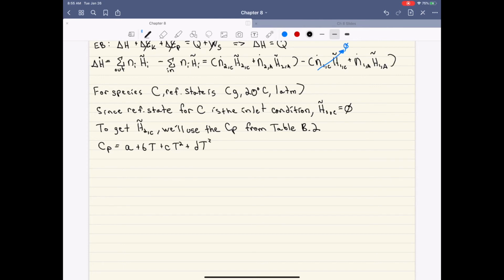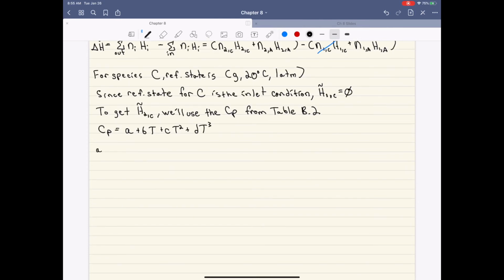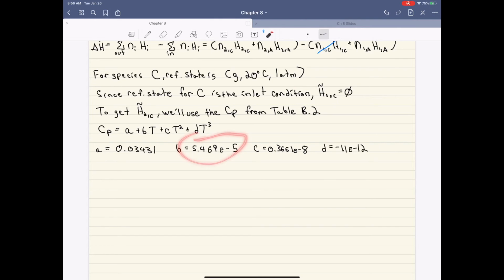T cubed. Where our different constants, A is not going to be 34.31, but rather it's 0.03431, and B is 5.469 e to the negative 5, C is 0.3661 e to the negative 8, and then D is negative 11 e to the negative 12. Okay? So you have to make sure that your constants are using the right orders of magnitude. Otherwise, your enthalpy values are going to be way off.